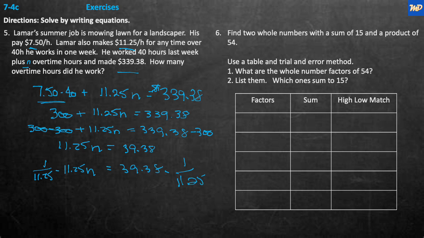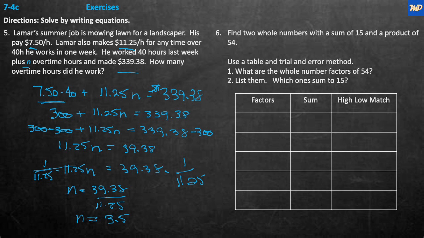Okay, and if we do this math, this is going to cancel, and we're going to get n is equal to 39.38 divided by 11.25, and n will be equal to 3.5 hours if you round it. If you go out way far, it isn't a perfect integer or half integer. So anyways, 3.5 hours is what this ends up being. 39.38 divided by 11.25 is 3.5. 3.5 overtime. He worked 43.5 hours last week.